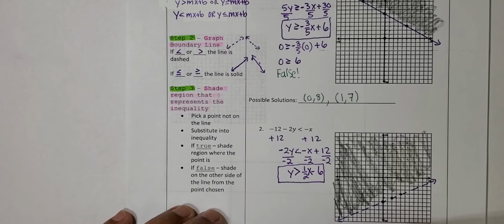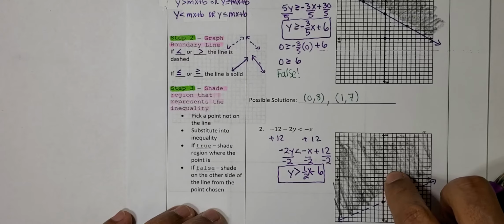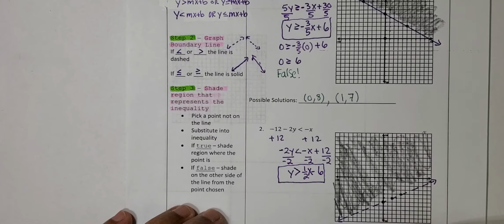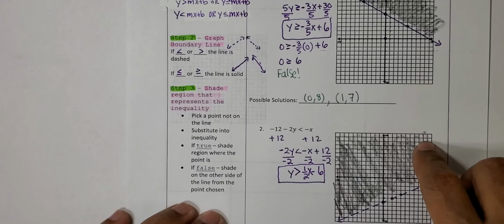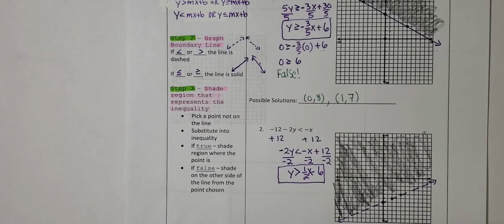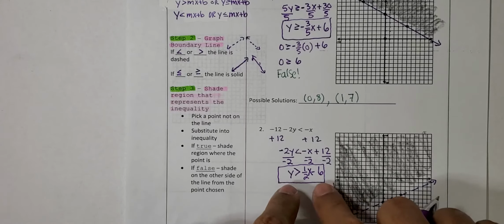What about 1, 1? That point is here, also in the shaded area. Well, let's choose one more. Let's say 10 and 10. So we know 10 is going to be on the shaded area. So these points should make this a true statement, okay?